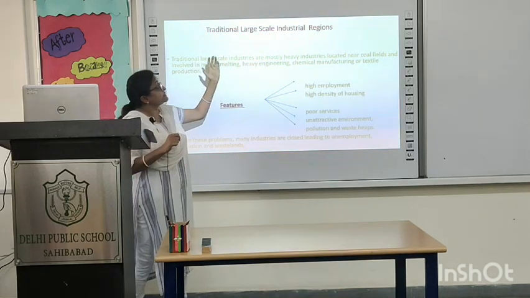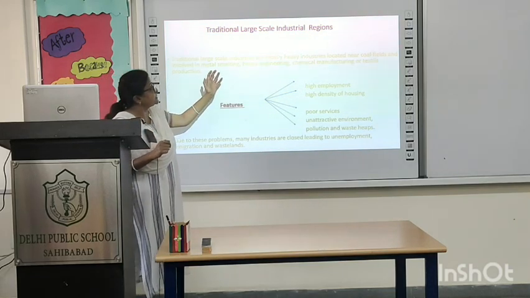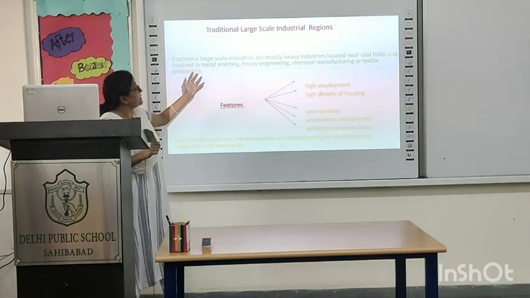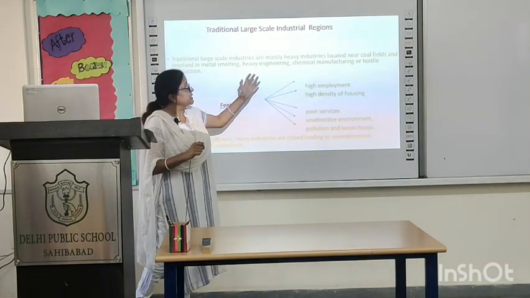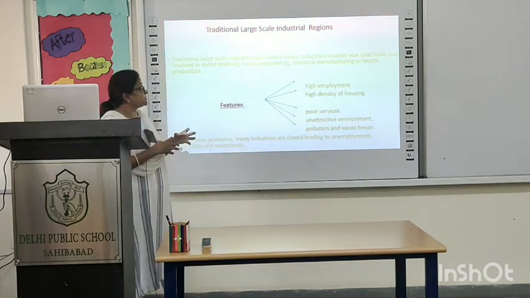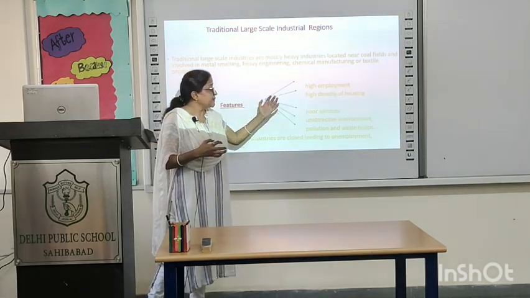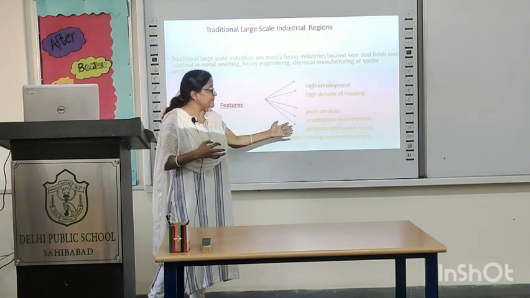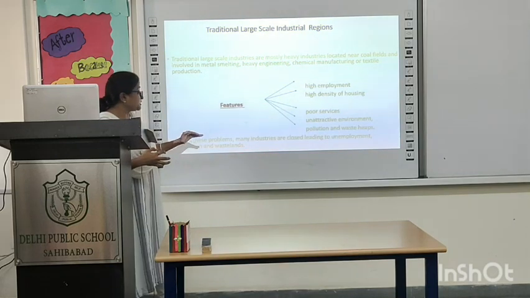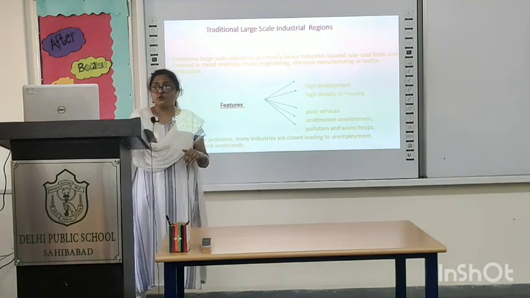Now, traditional large-scale industrial regions. These are mostly heavy industries located near coal fields and involved in metal smelting, heavy engineering, chemical manufacturing or textile production. Some of the main features of these industries are high employment, high density of housing, poor services, unattractive environment, pollution and waste heaps. Due to these problems, many industries are closing, leading to unemployment, emigration and wasteland.